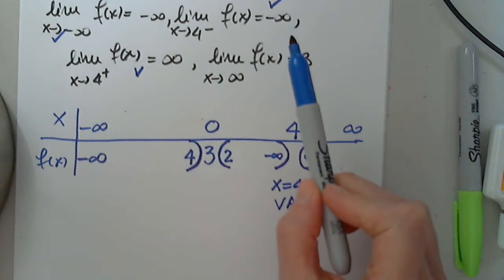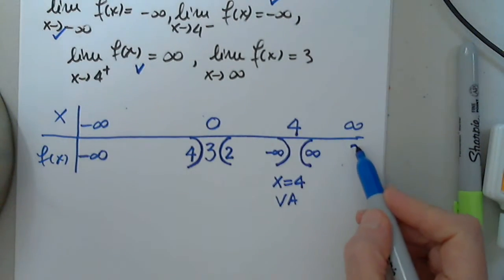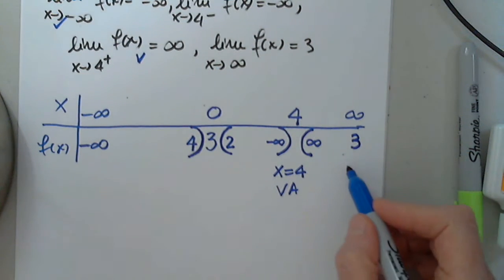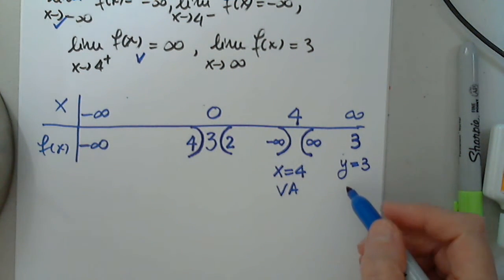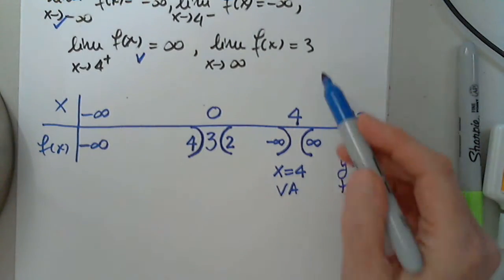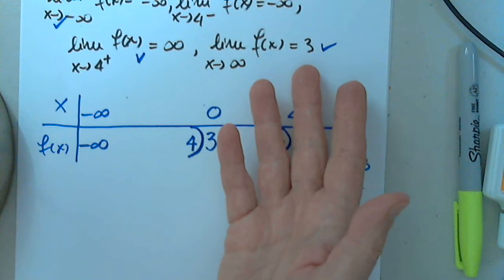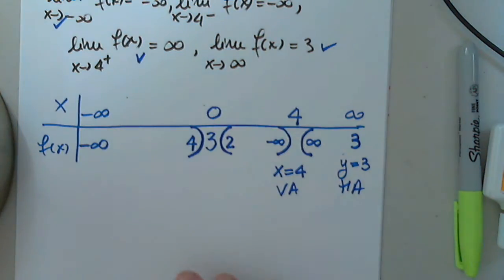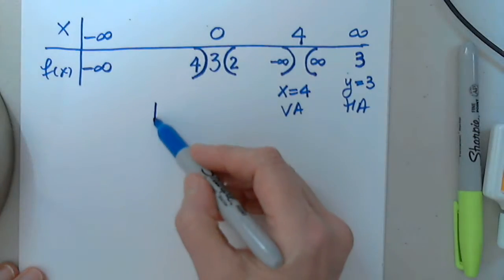And now they say the limit of f of x as x approaches infinity is 3. What does that mean? Horizontal asymptote. That's it. See, we already made sense of all this gibberish by simply putting it in the table. So here's my graph.